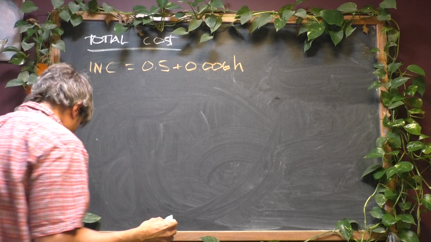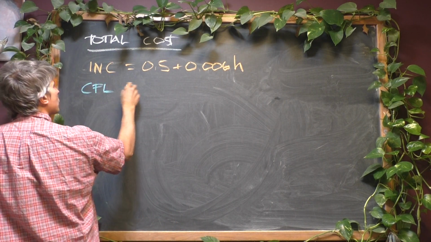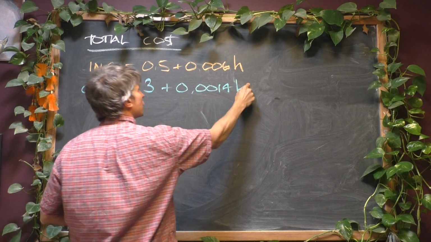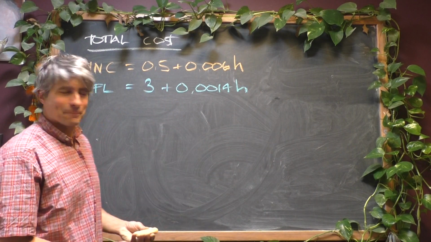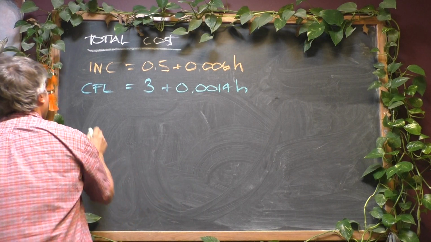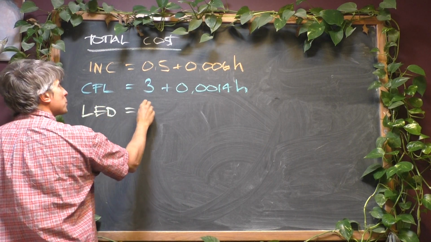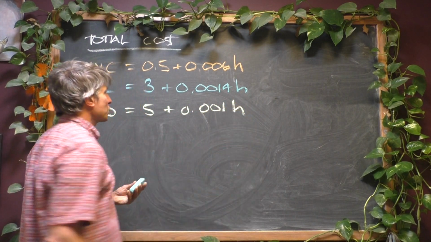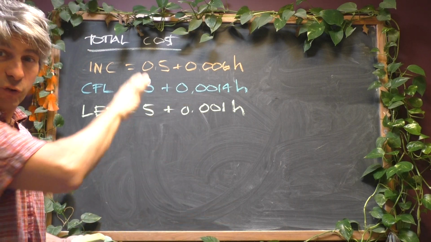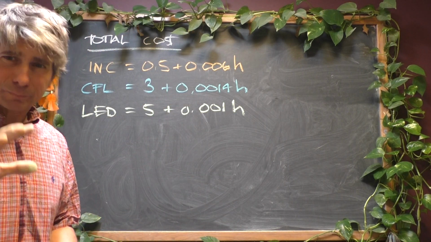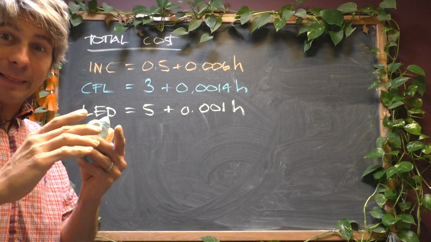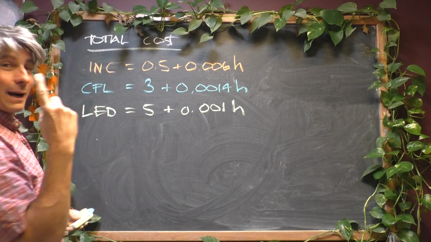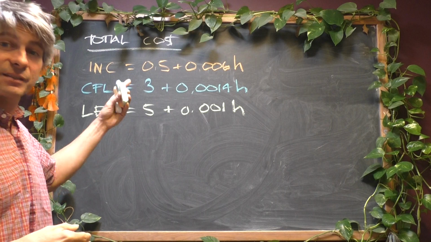I'll use blue for CFL. CFL equals 3. It was $3 to buy one of those, plus 0.0014 H. And I'll use green for LED. That one was most expensive at $5, plus 0.001 H. Notice I used the same H for all three of the models, and that was intentional. We want to use the same H because that's the number of hours burned, and that's consistent amongst all three models. If you burn for 1 hour in incandescent, that's the same amount of time as a CFL, as an LED.